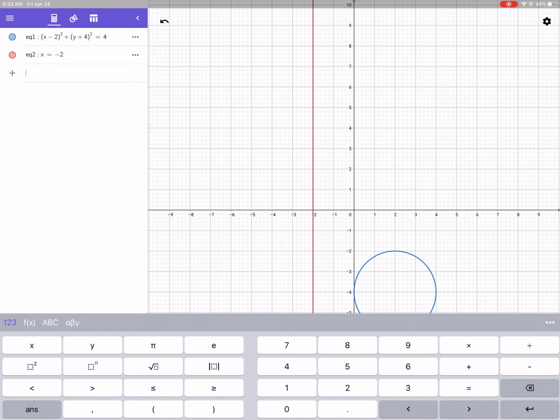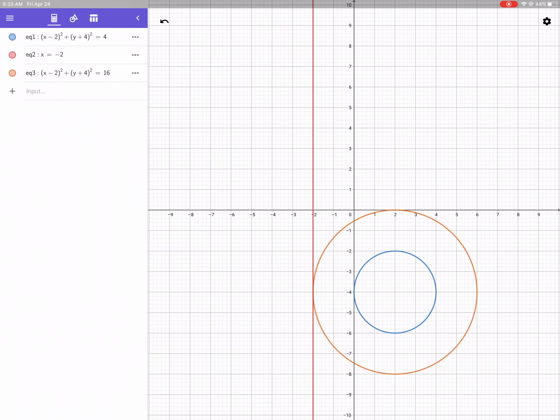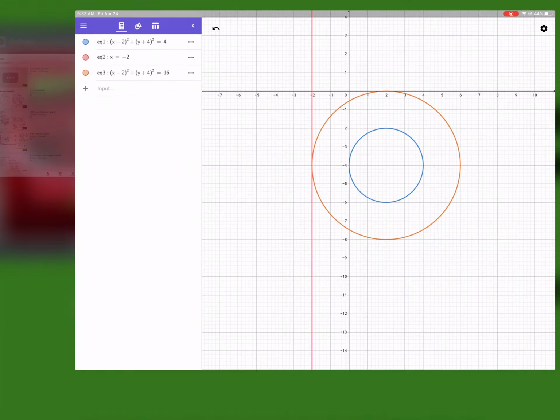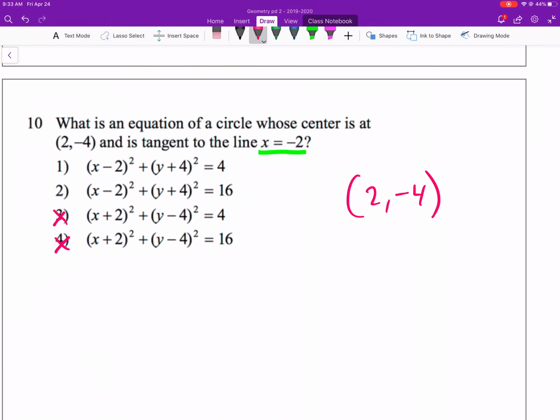Alright, so let's check choice 2. (x minus 2) squared plus (y plus 4) squared. It's the exact same equation, except equal to 16. Boom, you can see it has that same center, (2, -4). Alright, and that tangent, x equals -2, hits the circle one time. So we would get choice 2.